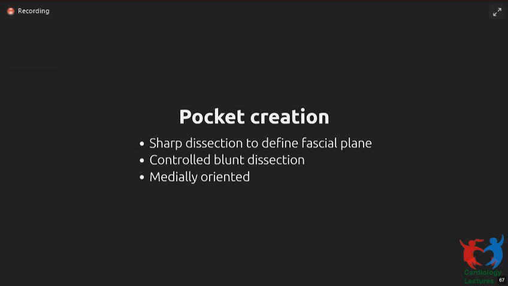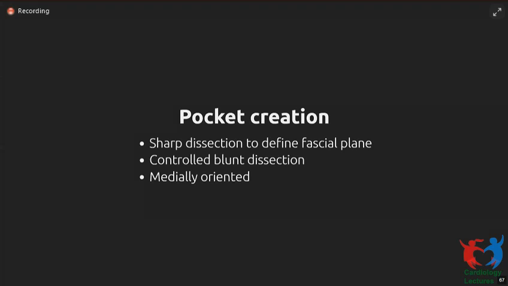At the same time, if you go too high, you will be inside the subcutaneous fat. So that again tends to cause problems with migration of the device and all that. So once you do a little sharp dissection with either scissors or with cautery, you define the fascial plane, you see that you're in the right plane. You should use blunt dissection to expand the pocket to the size you want.